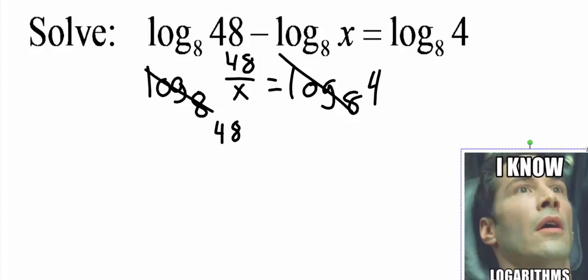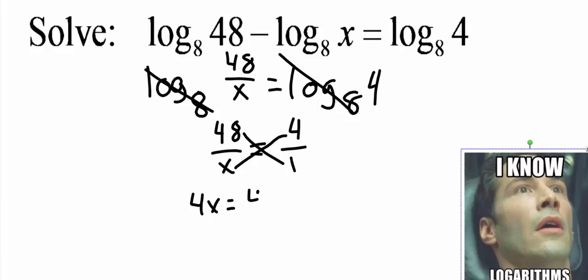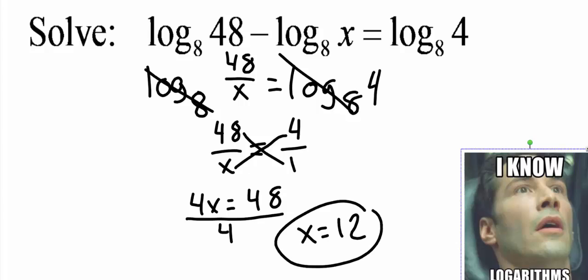So I'm going to rewrite this and have 48 over x equals 4 times 1. Because hopefully when you're looking at this problem, you're thinking, oh, I got to cross multiply. So you got 4 times x and 48 times 1. Last step, divide both sides by 4, and we get x equals 12.